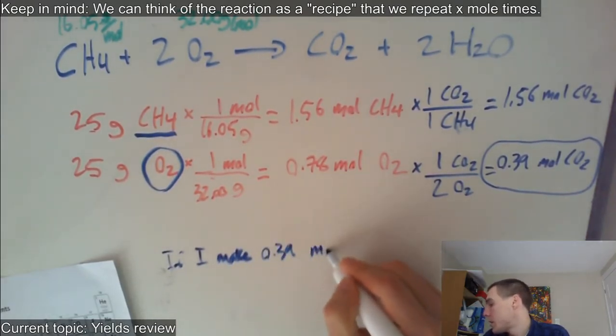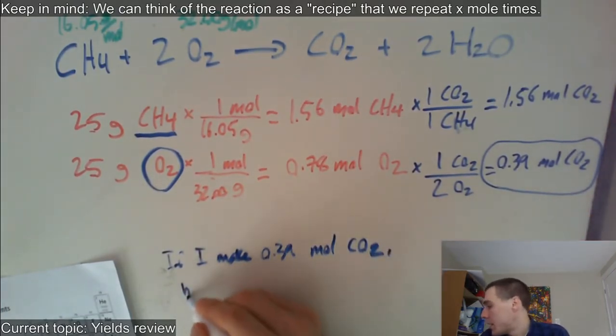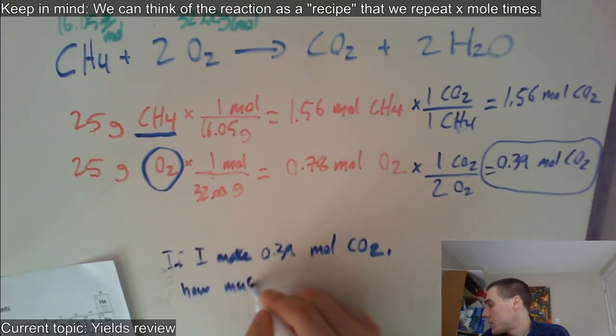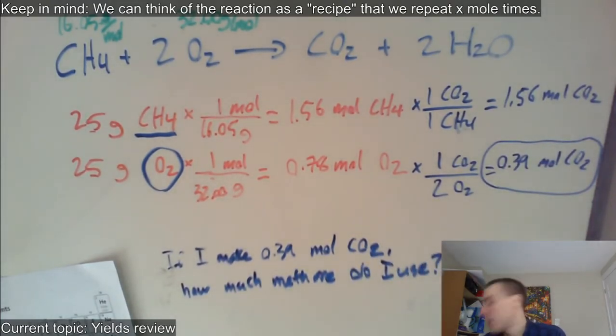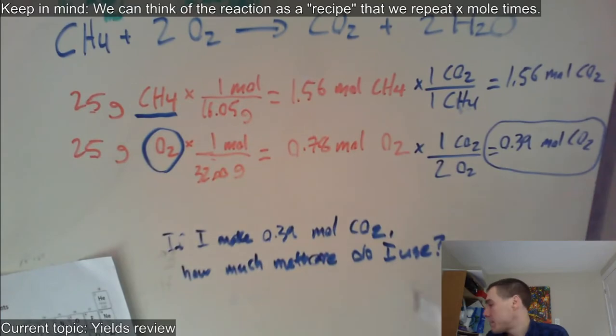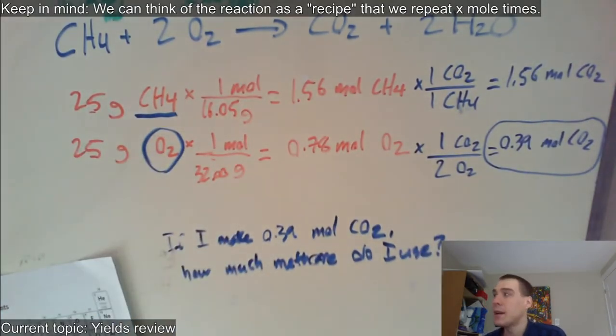If I make 0.39 moles of CO2, which as I worked out, I make 0.39 moles of CO2, how much methane do I use? That's the first question we should ask ourselves, because if we figure out how much methane we use, we can take it away from our initial amount of methane, and then we can work out how much is left over.